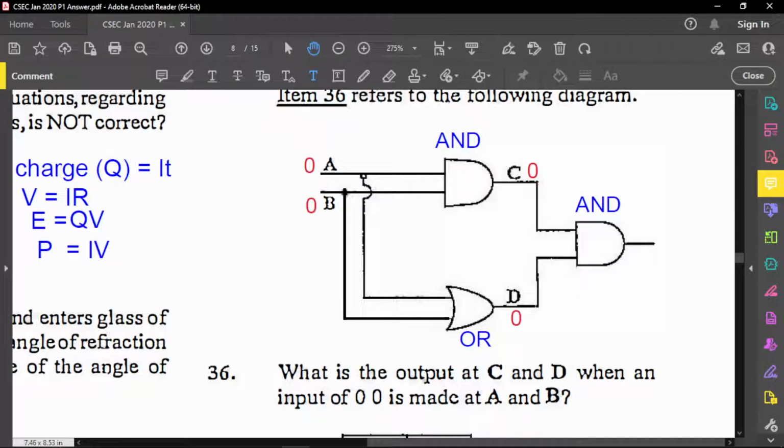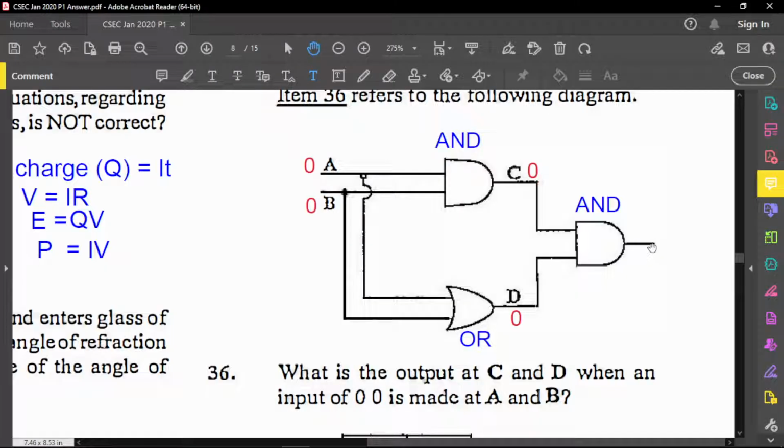So if A is 0 and B is 0, this is an OR. The bottom one is an OR, right? So if A is 0 coming down and B is 0 coming down, if both of them are 0, then D must also be 0, because for D to be 1, either A or B must be 1.